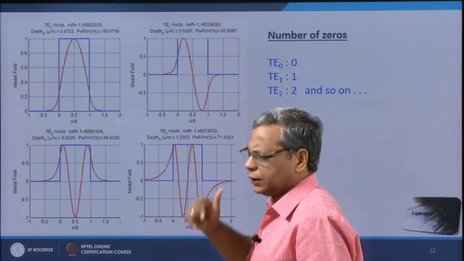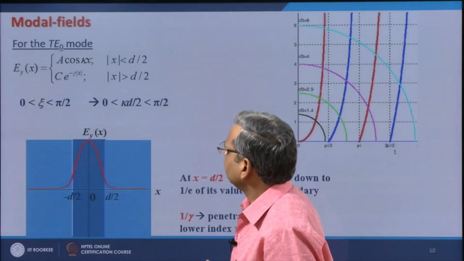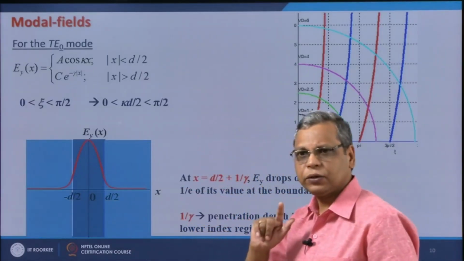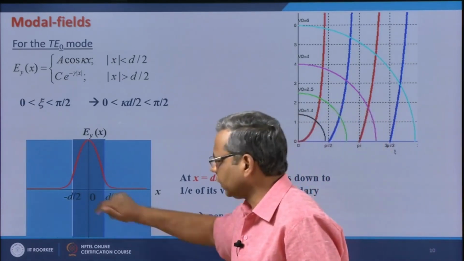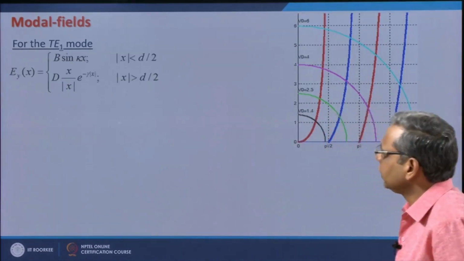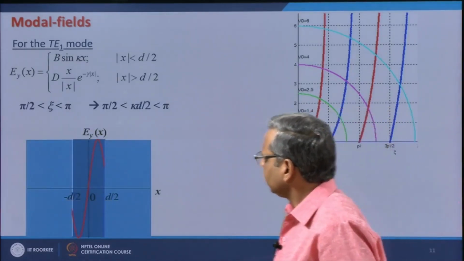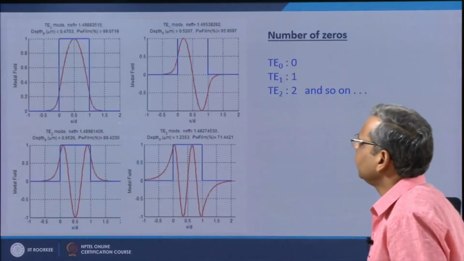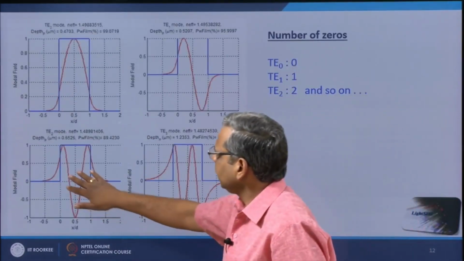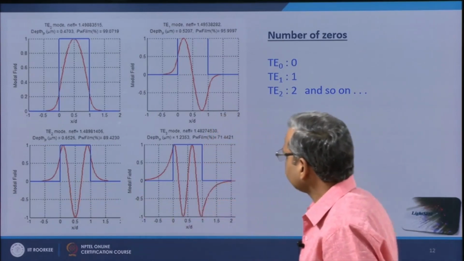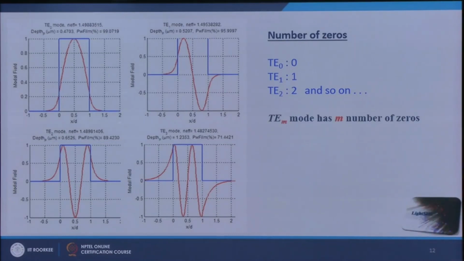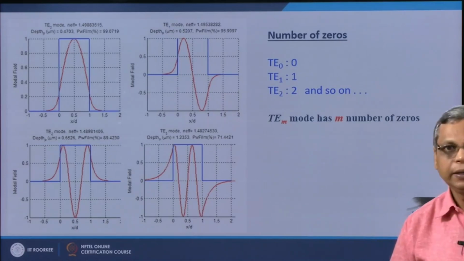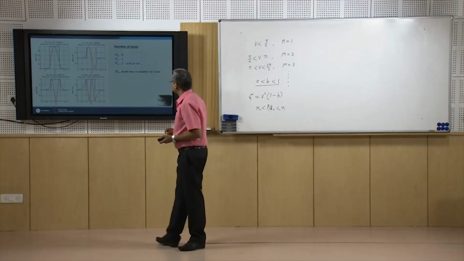So, I can see that if I go back, then for TE0 mode there was no 0 crossing in the modal field. For TE1 mode there is only one 0 crossing, TE2 mode has 2 zero crossings, TE3 mode has 3 zero crossings, which means that for a TEm mode, it will have m zero crossings.